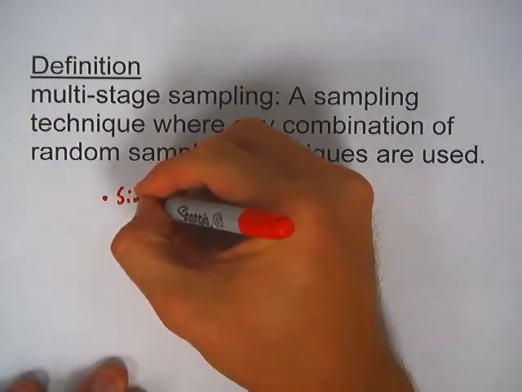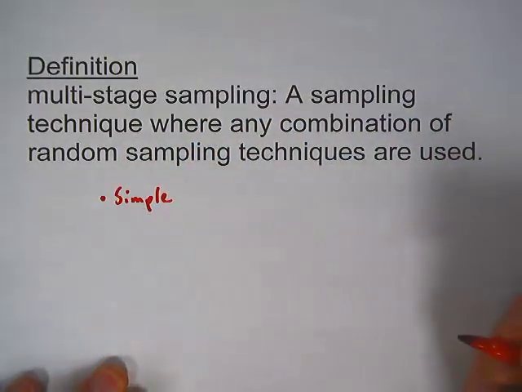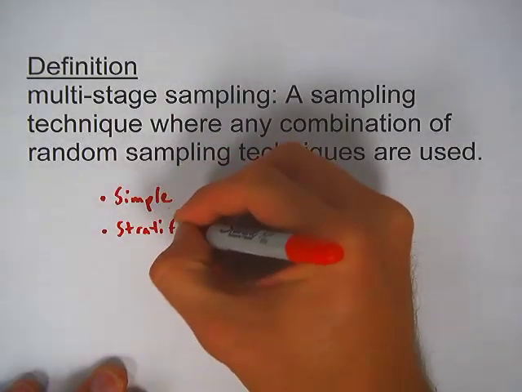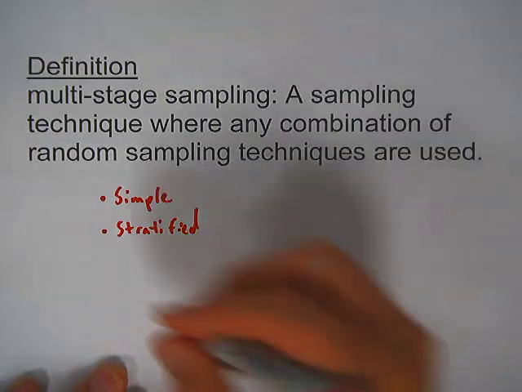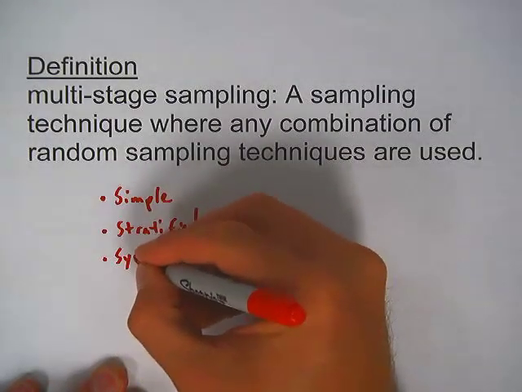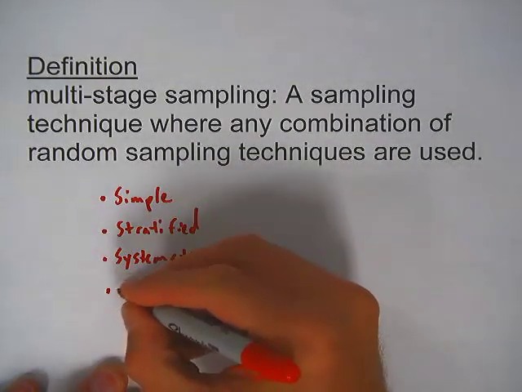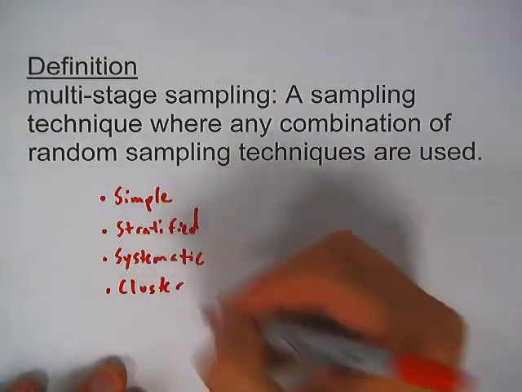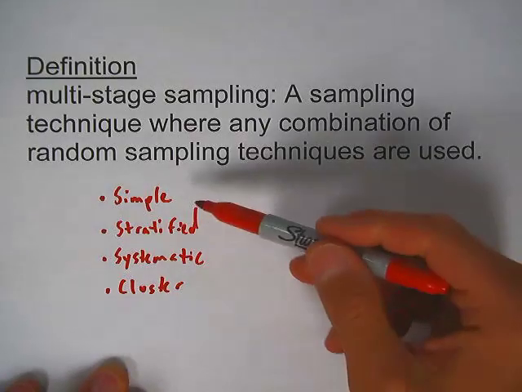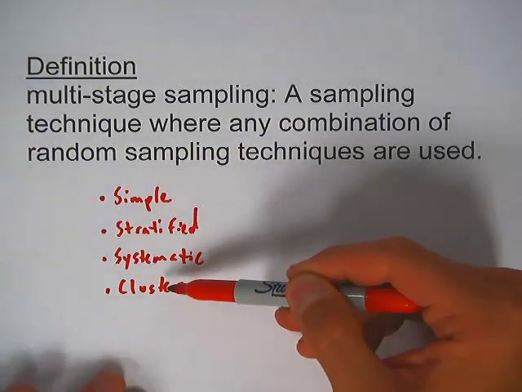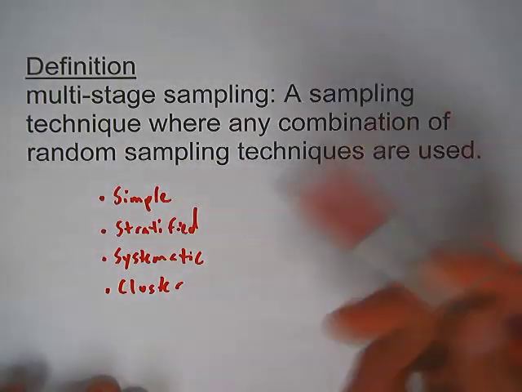So it might involve simple random samples, it may involve stratified random samples, it may involve systematic random samples, may involve cluster samples. So any combination of these random sampling techniques can make up a multi-staged sampling technique.